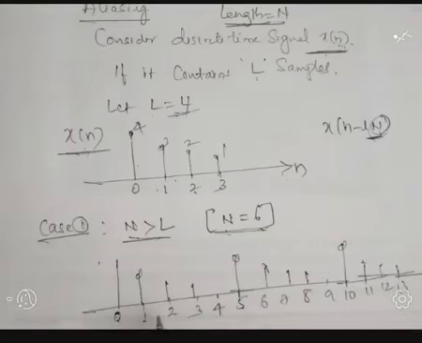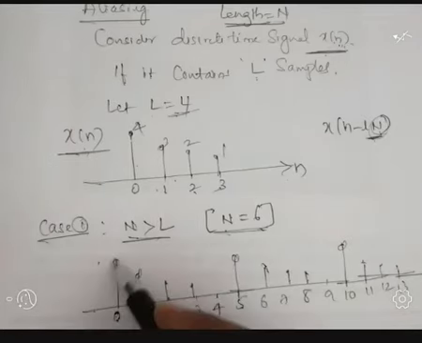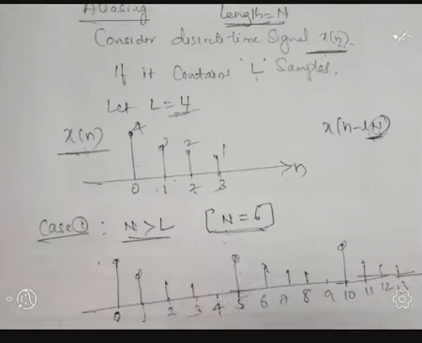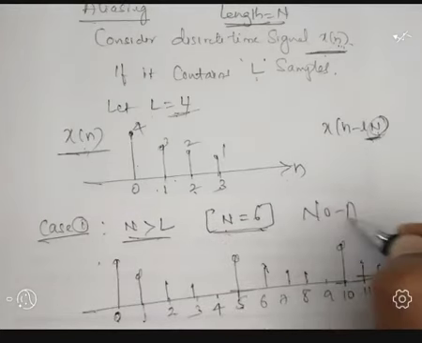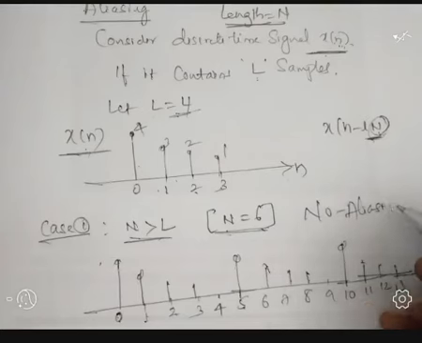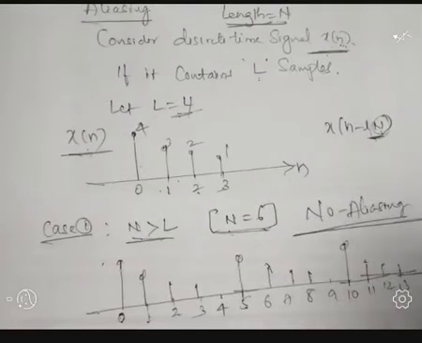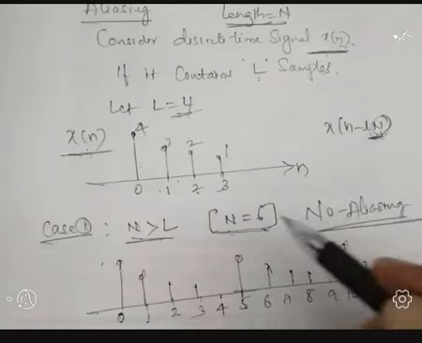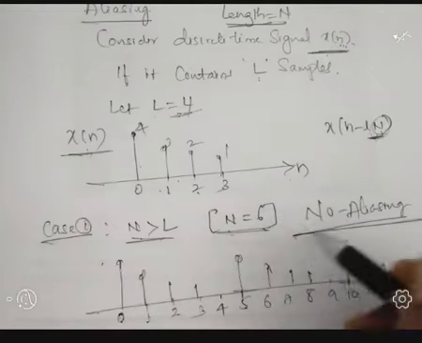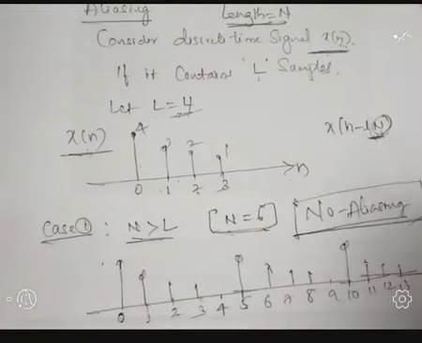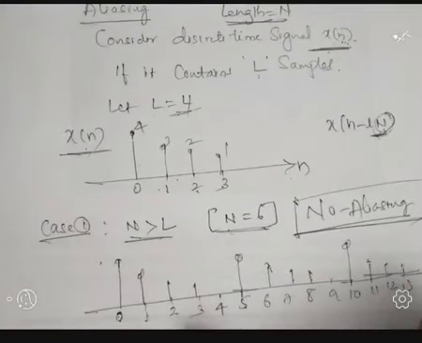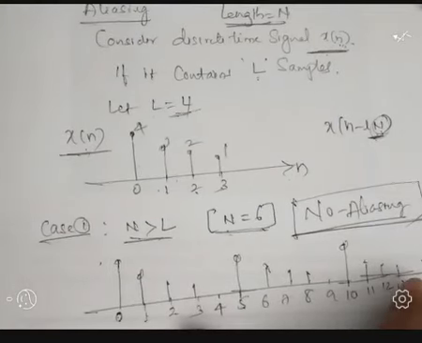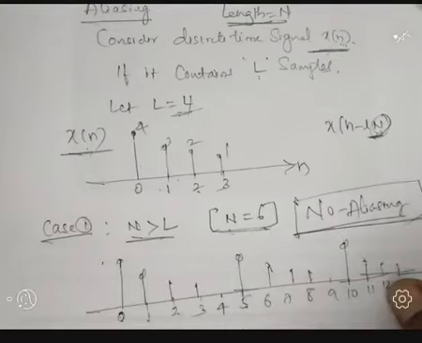Is there an overlap of sequence here? No. There is no overlap of sequence. Hence there is no aliasing. If the period length is greater than the number of samples present in the given sequence, then there is no aliasing. This point we have to remember. Next we'll discuss when the sequence gets overlapping. It happens if and only if the period length is less than the number of samples present in the given sequence.